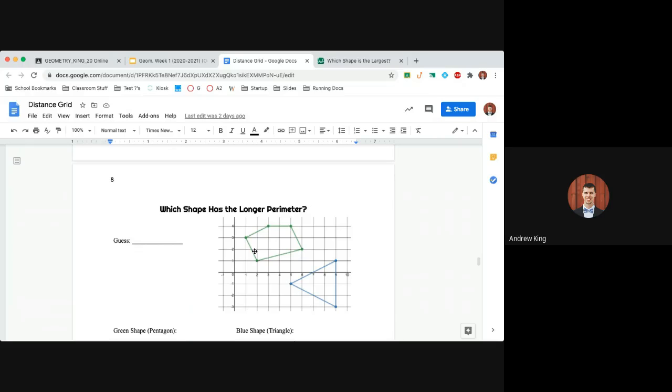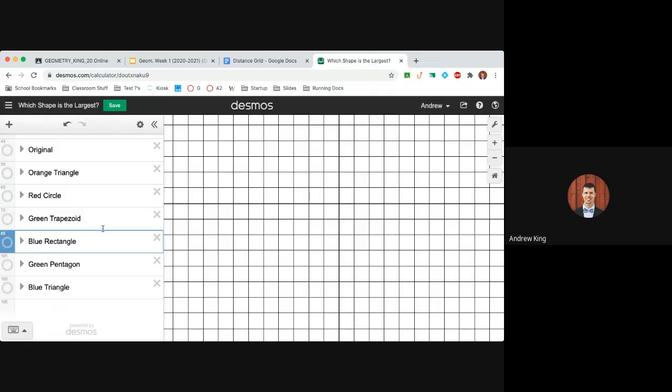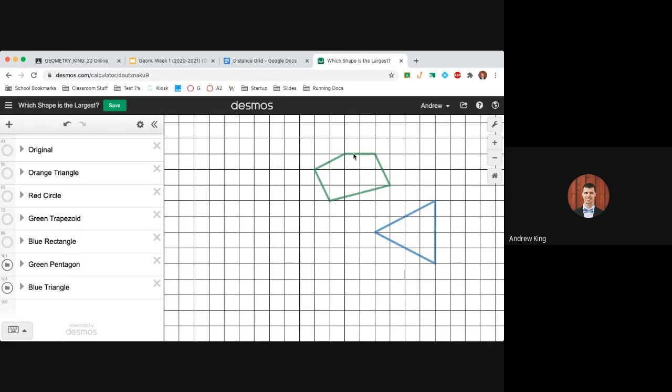Which shape has the longest perimeter? There's only two choices here. We've got a green pentagon and a blue triangle. There they are. You think about the distance around the edge, and you probably think, they look similar. They're probably close numbers to each other. You can take a guess whether it's green or blue. We'll go ahead and start with the green.